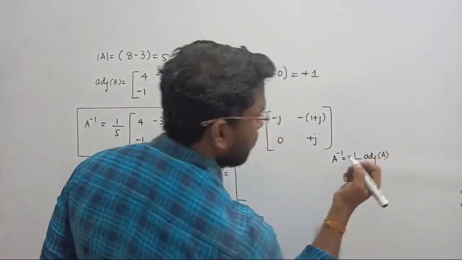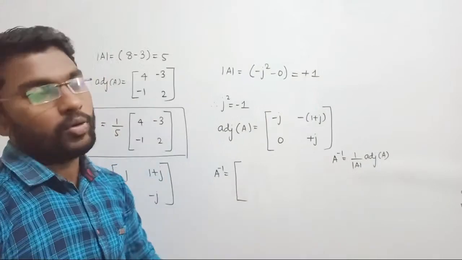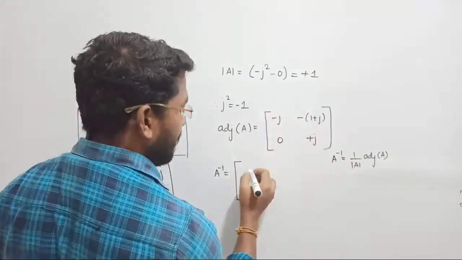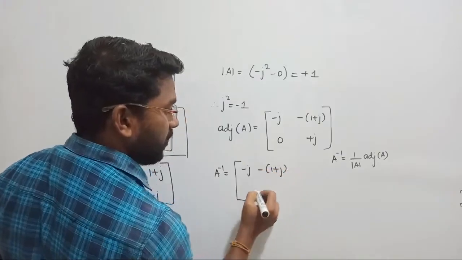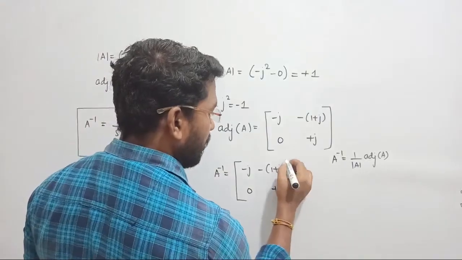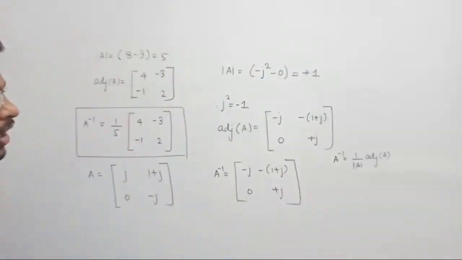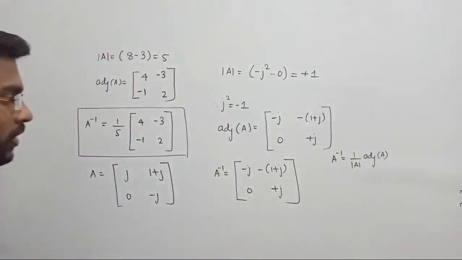Exactly, that is correct. But the conclusion is, since the determinant value is 1, 1 by 1 is going to be 1 only. So directly I am writing the adjoint of the matrix is going to be minus j, minus of 1 plus j, right? So here it is going to be 0 and here it is going to be plus j. I hope things are clear to you all, right? Yes, right? Now, next what I am going to do?